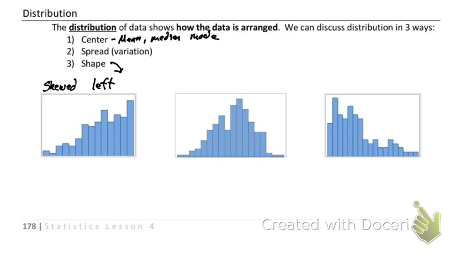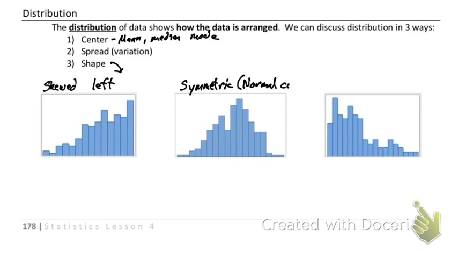Our next one, it looks like our data is in the middle, and it kind of reflects on both sides. It goes out about the same spacing, or let's just get to the word. It's symmetric. I was trying to think of another word for symmetric, and it just wasn't coming to me. Symmetric, this is also called a normal curve.